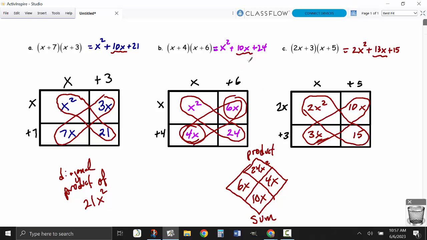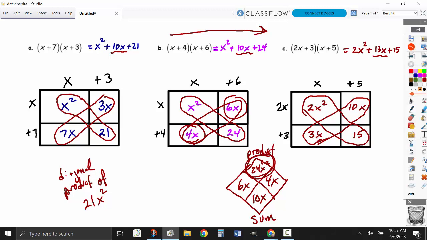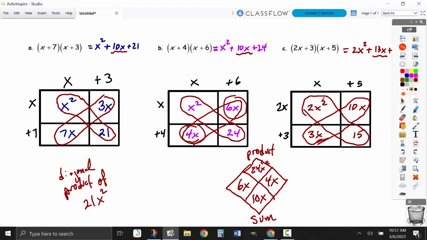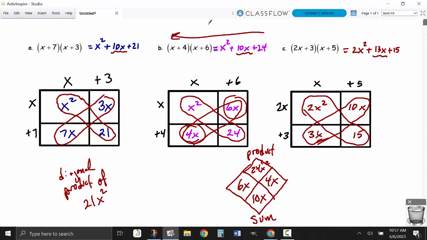Because if we had 10 x's, you could have 2x and 8x, you could have 5x and 5x, but to get these diagonals to have the same product, it's got to be 4x and 6x. There's no other way to keep the product 24x squared. So that's what we're going to use today to go backwards. We've been going this direction. Well, today we want to go this direction. It's called factoring. And that is what your lesson is going to be about, factoring.